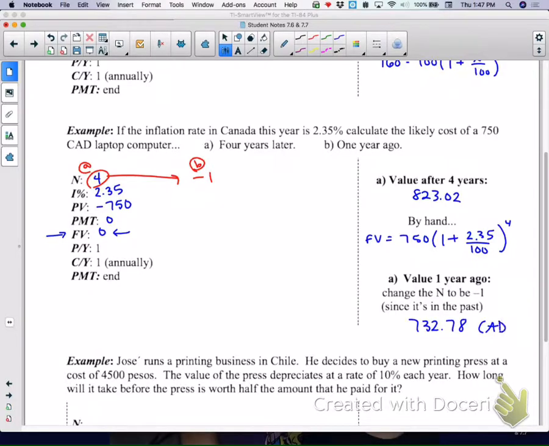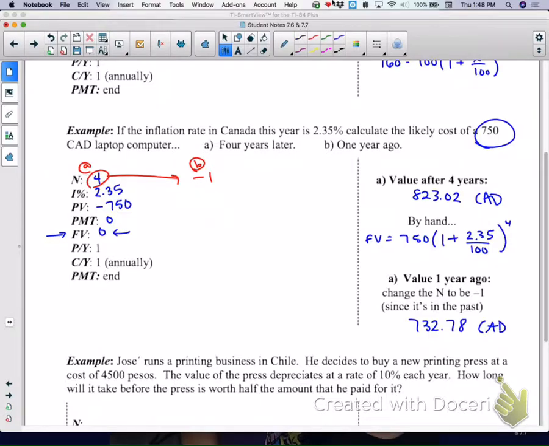Now when you do that, you end up with $732.78. Now think about that, does that make sense? So the price, it's inflation, the price is going up. So if I go back a year, okay, we were starting off with 750. So if I go back a year, it's going to have to be lower. And yeah, it's lower. Okay, so that's kind of weird, and I wanted to make sure that you were cool with that.